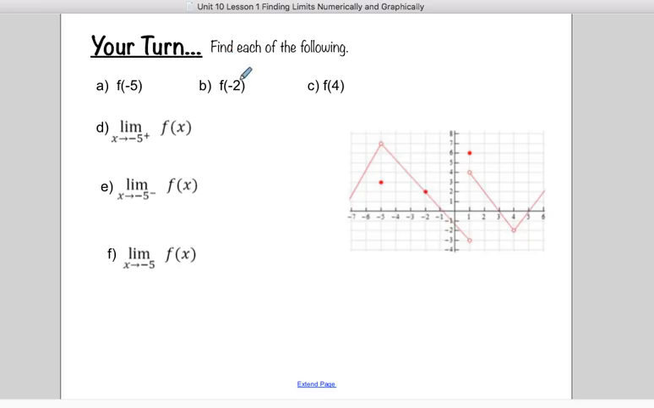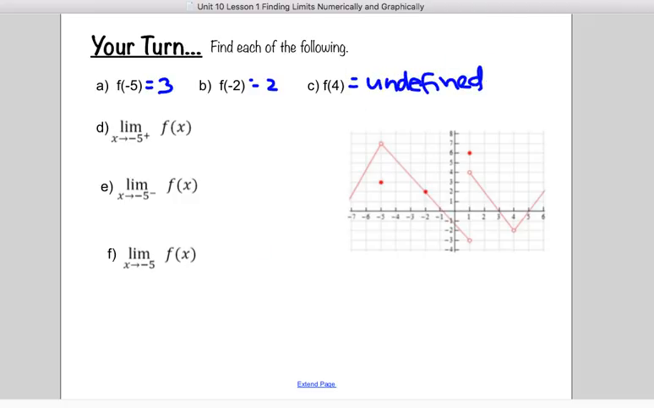So you have to find f of -5, f of -2, f of 4. So these are ordered pairs, so where the closed circle is. So -5, I go to -5. This is open circle, so not there, but here is 3. At -2, we got a closed circle, 2. F of 4. Oh, there is no closed circle, so this is one where you say undefined.